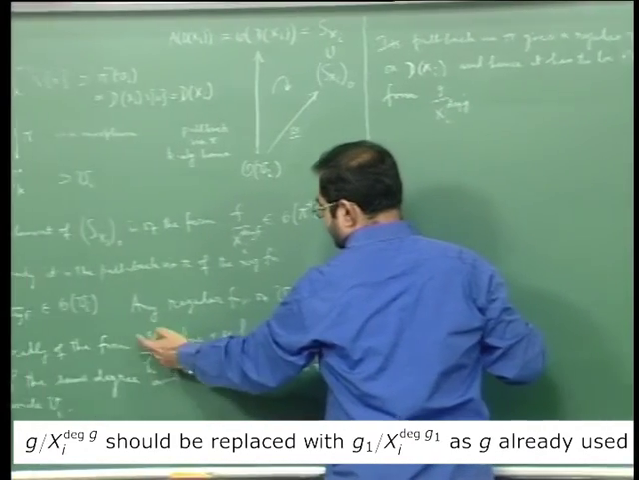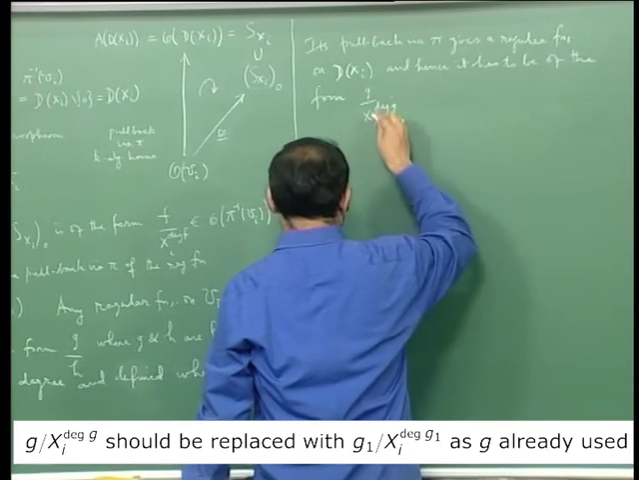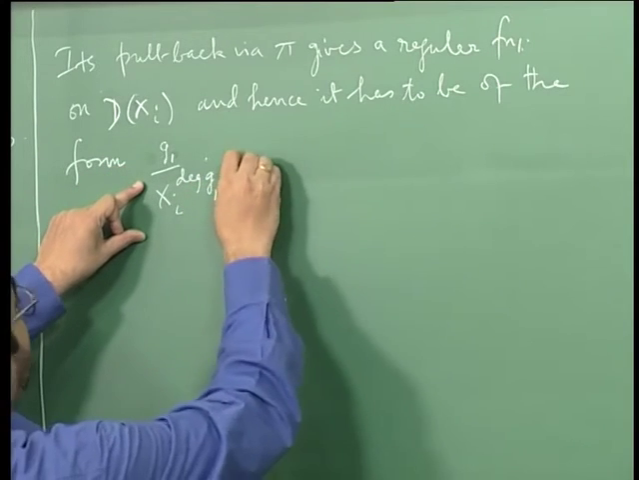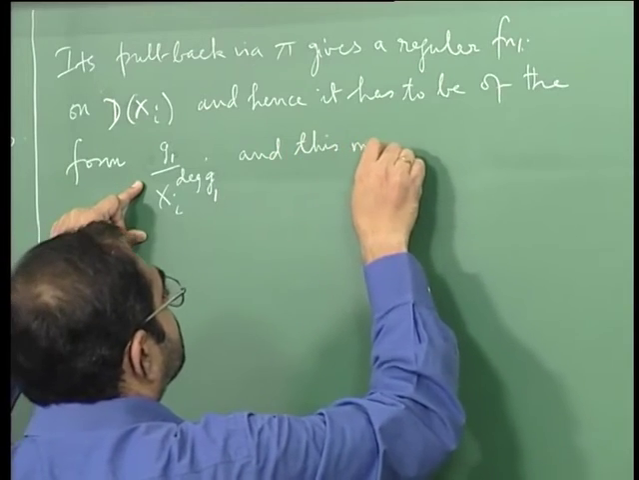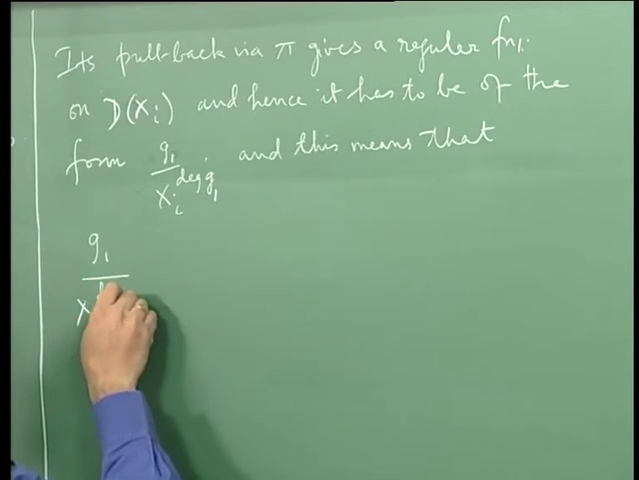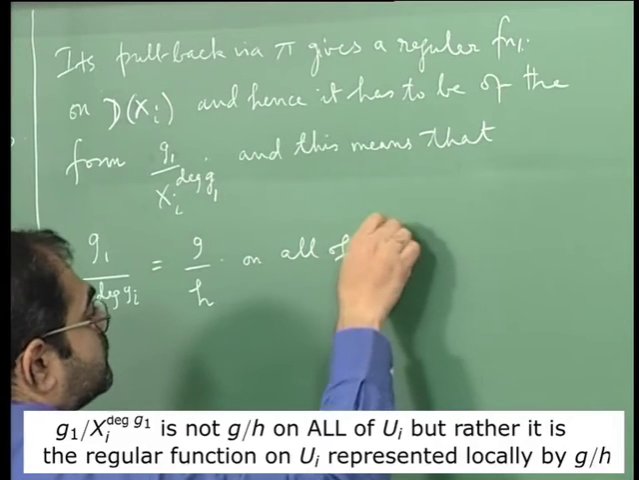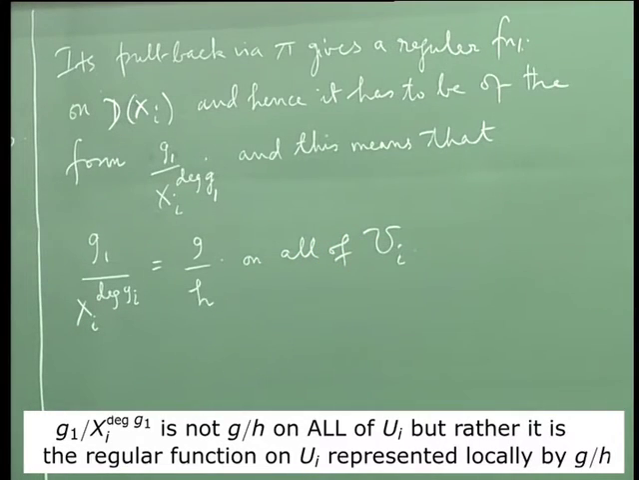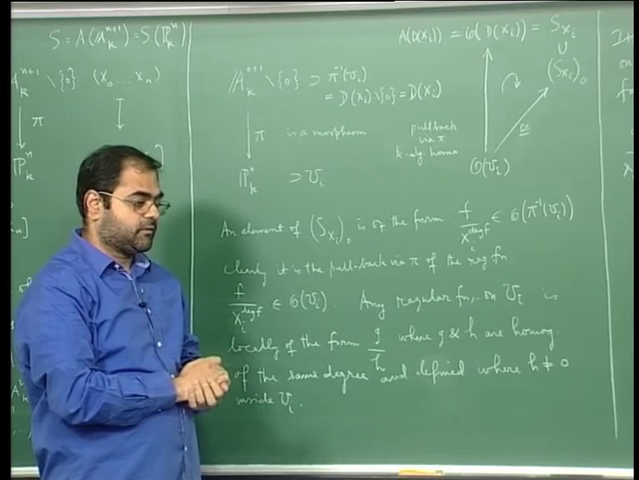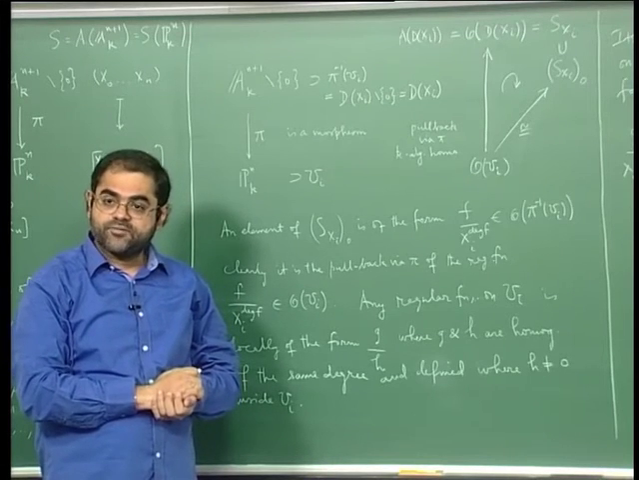So maybe it may happen that there are some common factors, but if you want I can put g1 here, g1 by xi to the power of degree g1, and this means that g1 by xi to the power of degree g1 is the same as g by h on all of Ui. So I am using the fact that on a variety, if two regular functions coincide on a non-empty open subset, then they coincide everywhere.